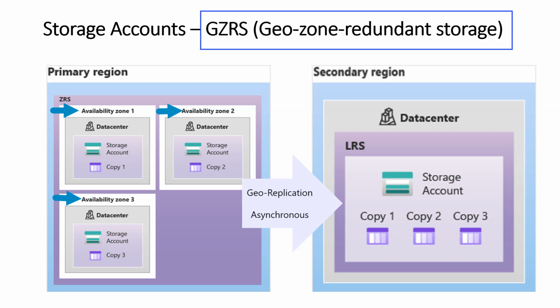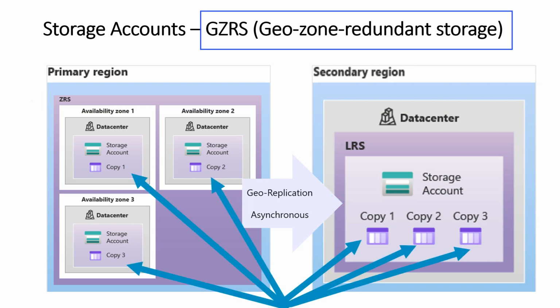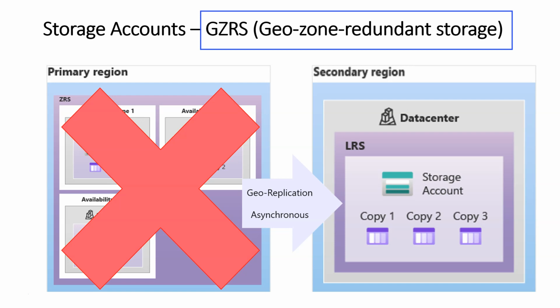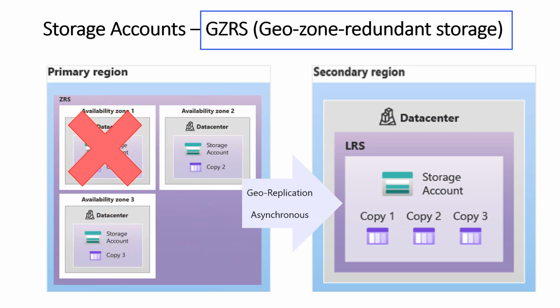So if you see, this is zone redundant storage in the primary region and local redundant storage in the secondary region, and then those are connected with geo replication. So this gives you 6 copies. This gives you assurance that even if one region is down, then the other region is available. And within the primary region, if one availability zone is down or 2 availability zones are down, your data is there in a separate availability zone. So this is called geo zone redundant storage.